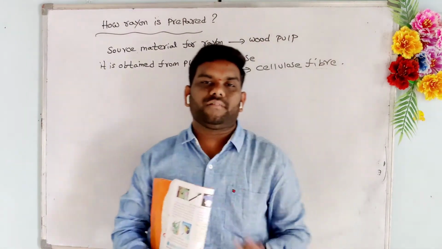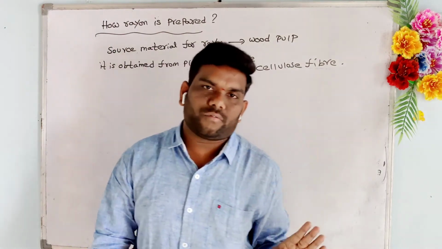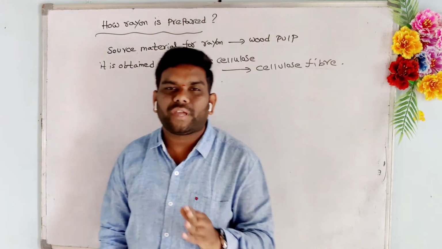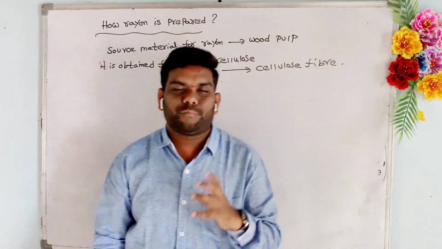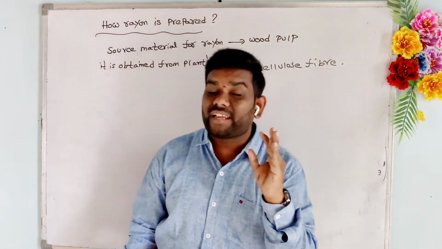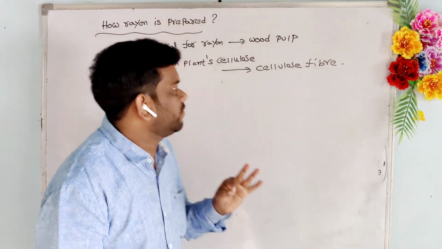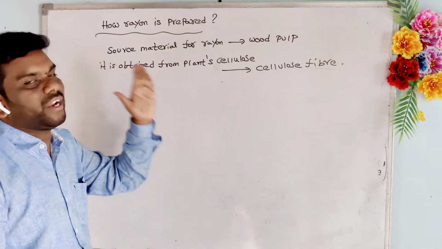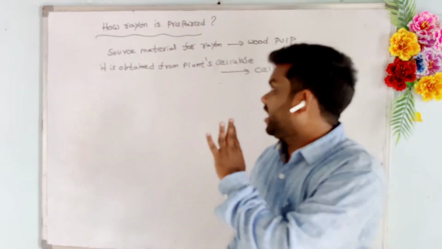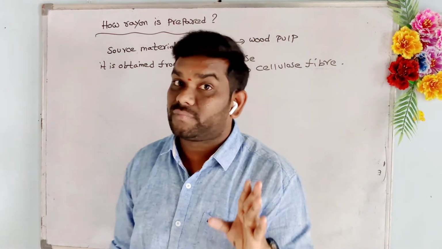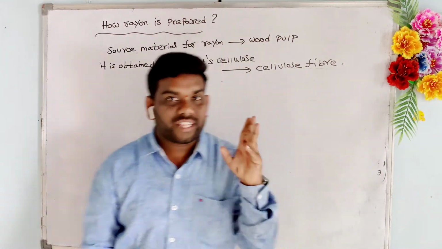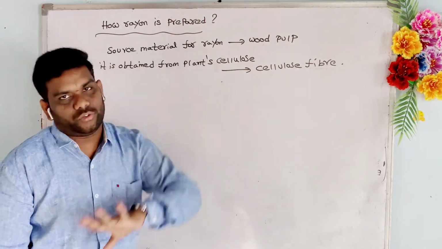So actually the source of synthetic fibers are petrochemicals for many polymers, for many monomers, for many synthetic fibers. But it is a synthetic fiber only. So the source of material for rayon is wood pulp. So this is obtained from one more important concept, that is called plant cellulose.